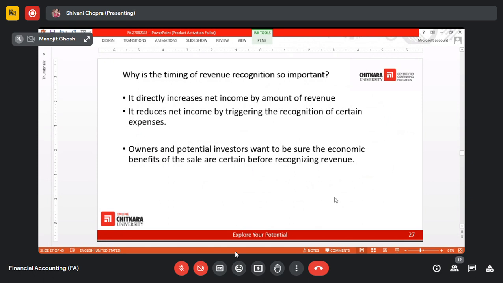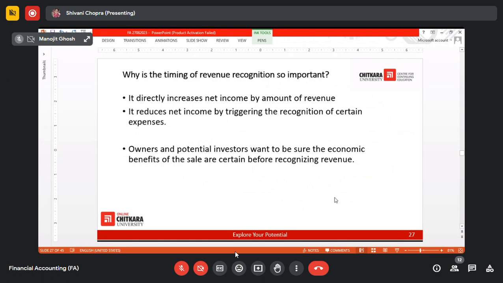Because it has a direct impact on the net increase of the amount of revenue. Your revenue increases, your sales increases, it indicates that the profit has increased. It directly impacts the profits and directly impacts the valuation. It reduces net income by triggering the recognition of certain expenses as well. So whenever you recognize a revenue, you'll have to match it with the revenue expenses. So it will trigger the recognition of certain expenses.